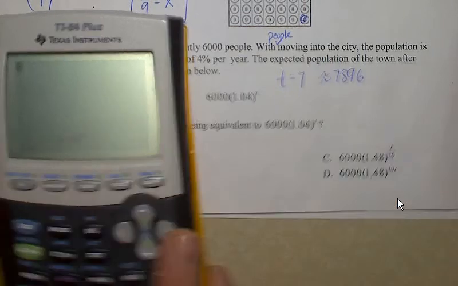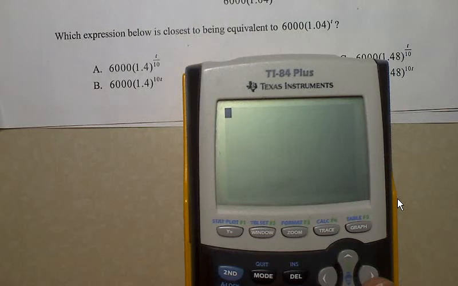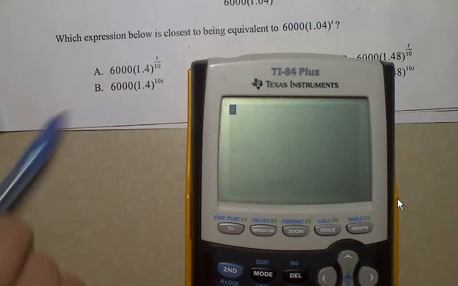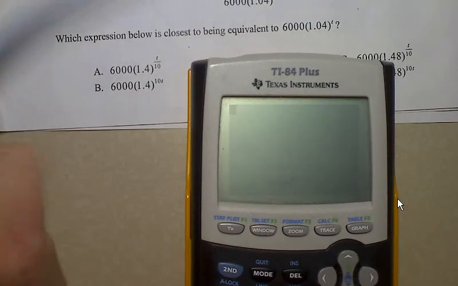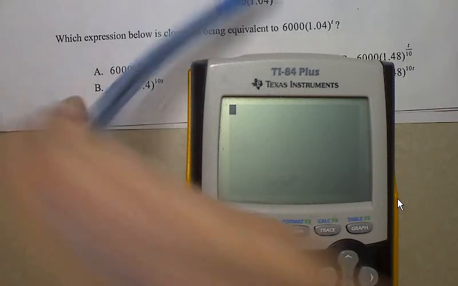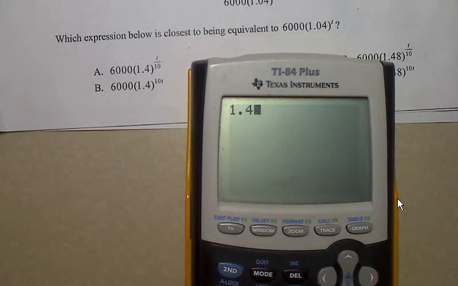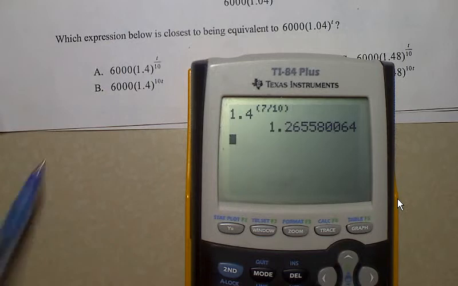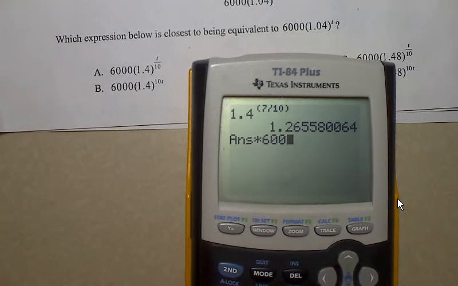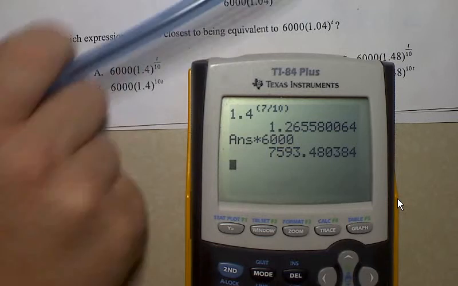Okay, with your partner, we're going to go through this together, and we are going to go one by one and see which one of the expressions is the closest to this number. Let's start with the first one. 1.4 raised to the, put in parentheses, 7 divided by 10 in parentheses and press enter. Now take it times the 6,000 out front. Is that really close to 7,896?